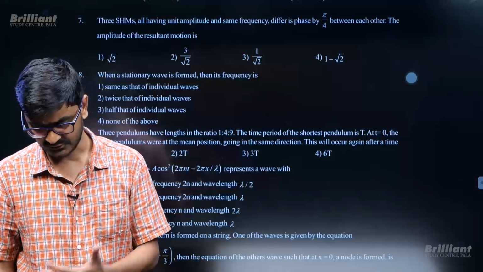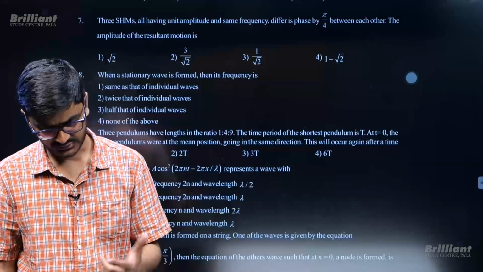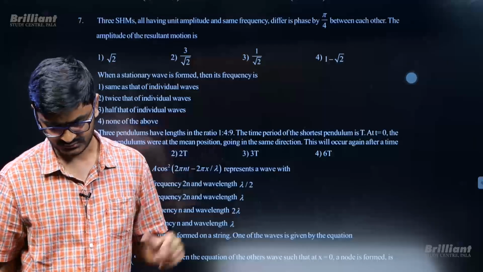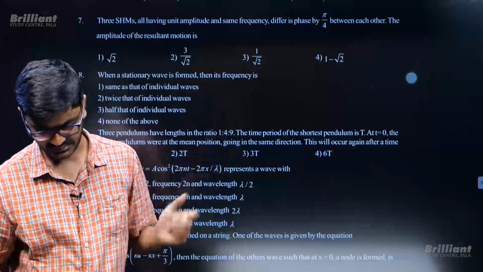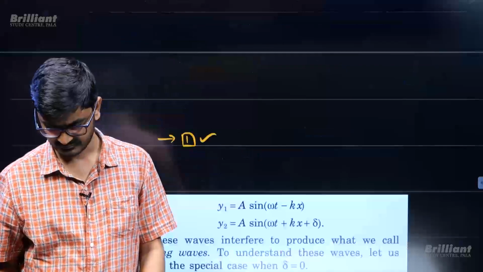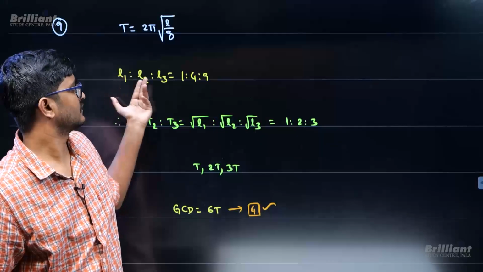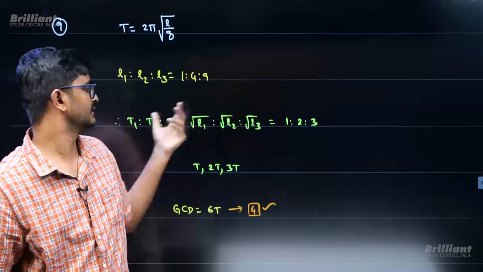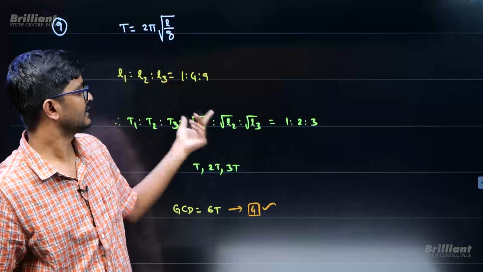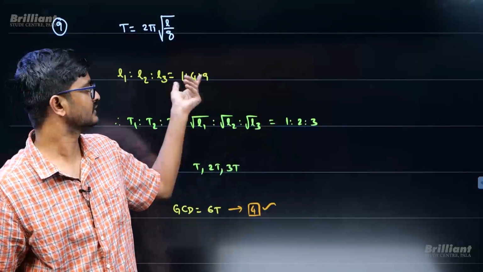Now the next one: three pendulums have a length ratio of 1:4:9. The time period of the shortest pendulum is T. At t equals 0, all three are at the mean position going in the same direction. This will occur again after what time? Time period is proportional to root L. So L1 is to L2 is to L3 as 1:4:9. So the time period ratio will be root L1 is to root L2 is to root L3, which is 1:2:3.